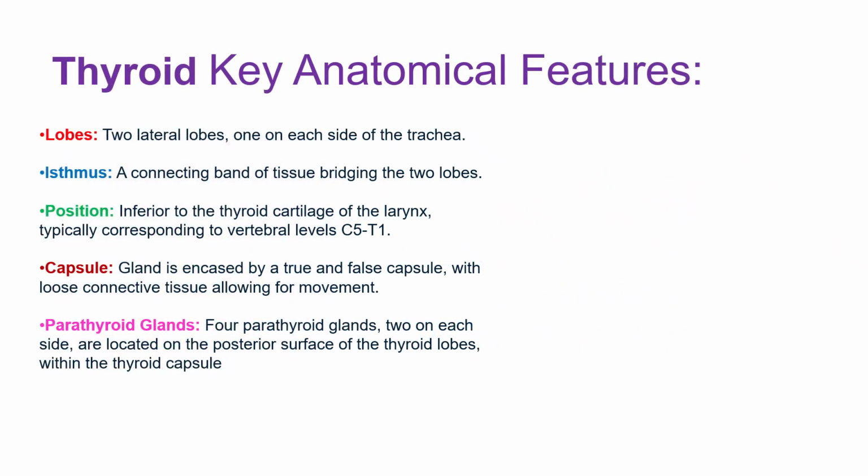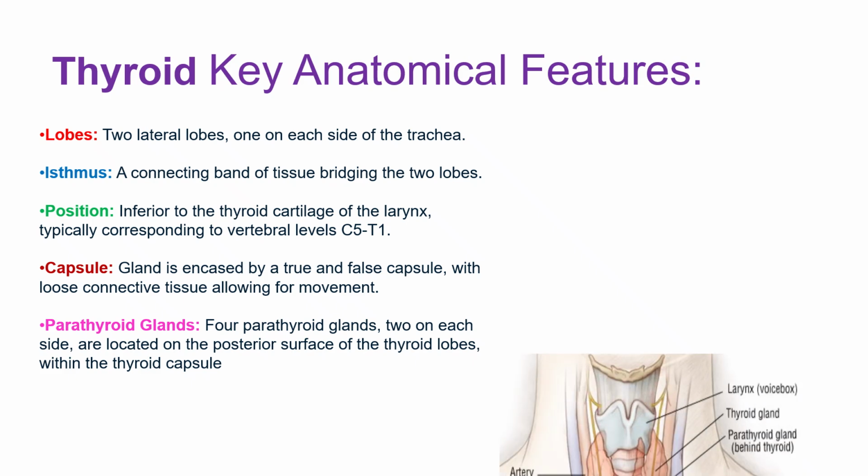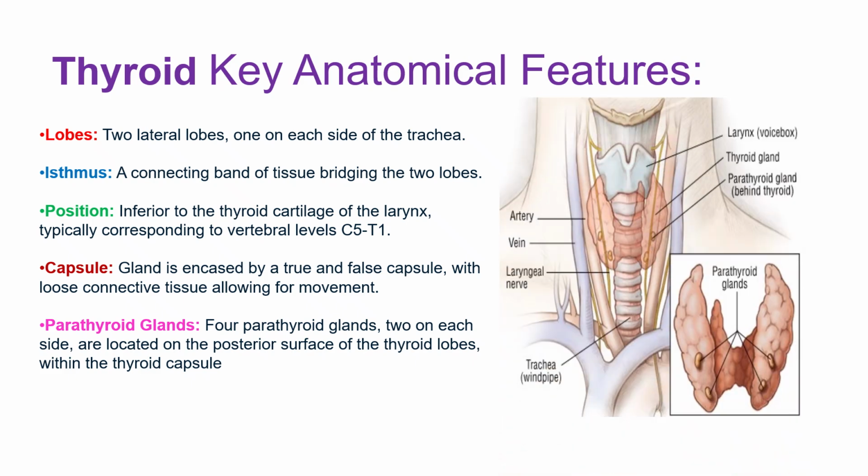Students, we will begin with the thyroid key anatomical features first. To understand the entire story of thyroid, we need to understand the anatomy of thyroid first. So it consists of two lateral lobes, one on each side of trachea. There is a connecting band of tissue bridging the two lobes, which is known as isthmus. This gland is positioned inferior to the thyroid cartilage of the larynx, typically corresponding to vertebral level C5, T1.